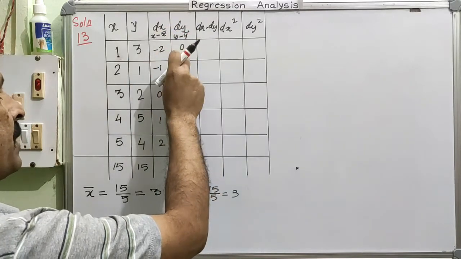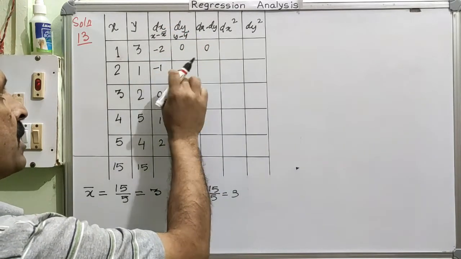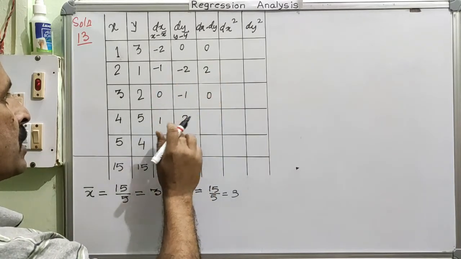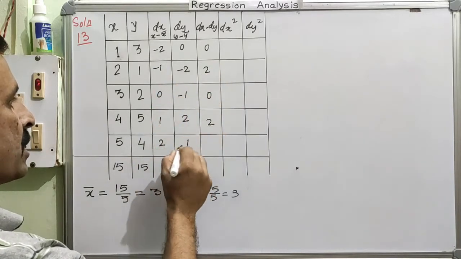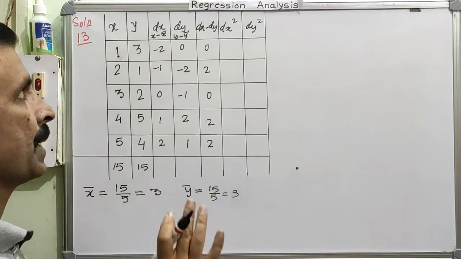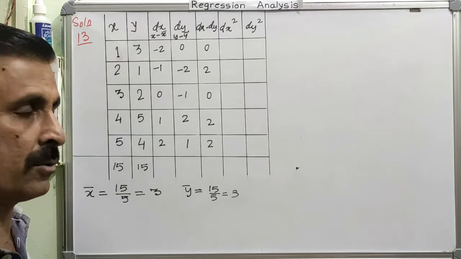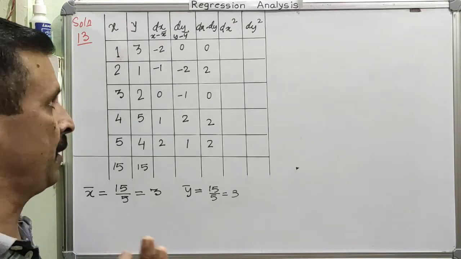After this is done, we have to find the product of dx and dy. That means you have to multiply these two. So 0. The product of these two is positive 2. The product of these two is 0. The product of these two is positive 2. The product of these two is positive 2. Nothing is difficult, okay? You just have to be very, very careful.